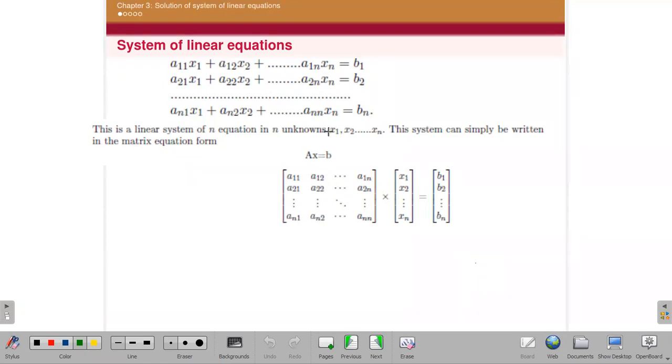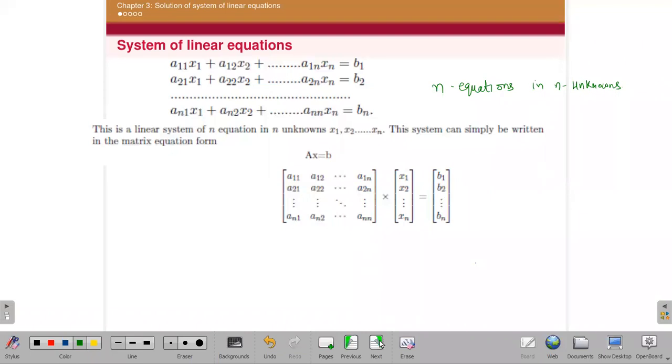This is the general system here. This is n equations in n unknowns. So you have to find these unknowns, means x1, x2, xn you have to find out, and a11 and so on, these coefficients, and b1, b2 all are given to you. So this is a system of linear equations. These are unknowns, and this system can be written in the matrix form Ax = b. So that we have already discussed, and you already know about it.